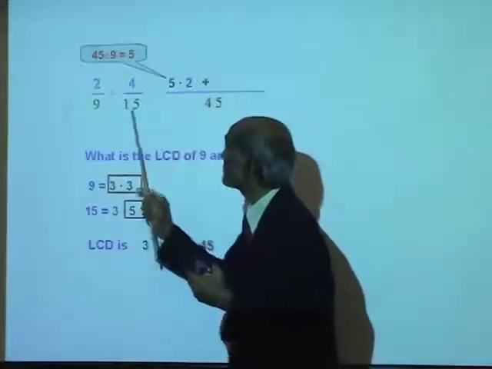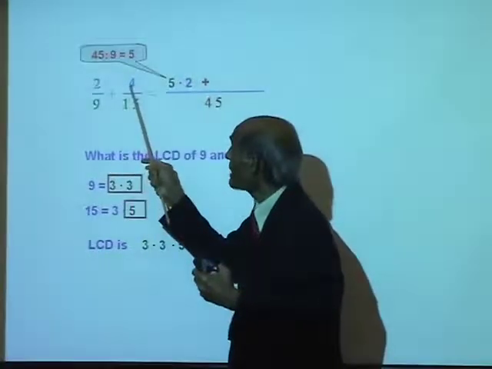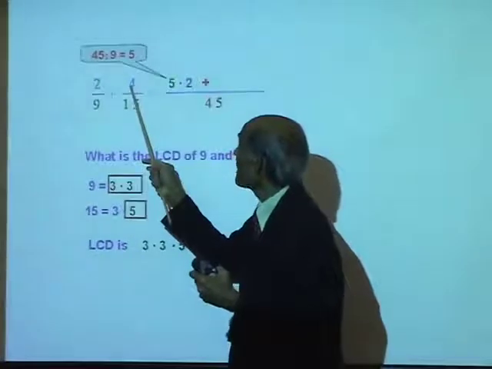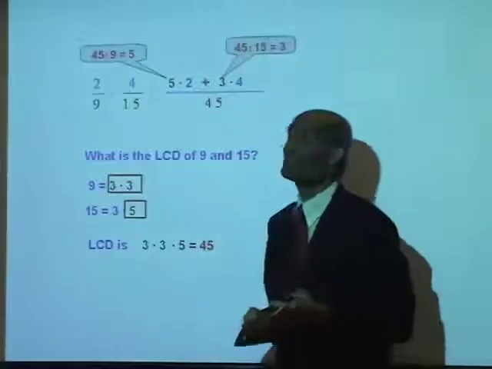45 divided by 15 is 3. What do you do with that 3? Multiply there with the 4. So that will be 3 times 4. And there we have the numerator.